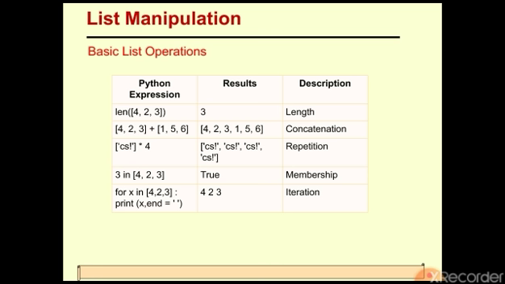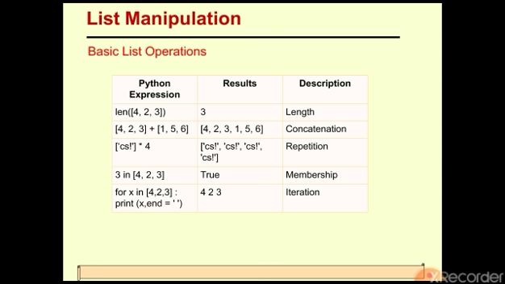In the second row, you can see what we are doing. We are using the plus operator for concatenation. Concatenation means adding two lists. First, [4, 2, 3] will be added to the second list, which is [1, 5, 6], by using concatenation. Then again, the list ['CS!'] here.